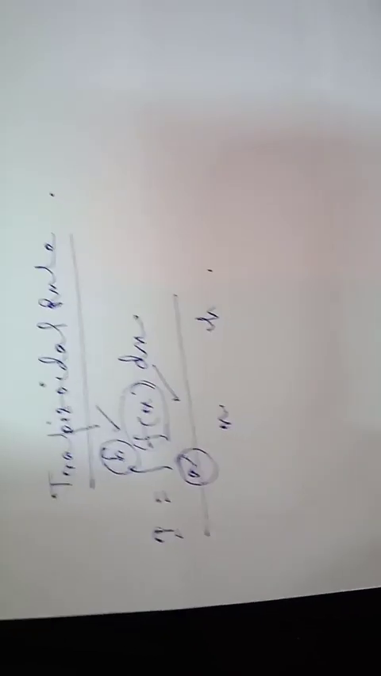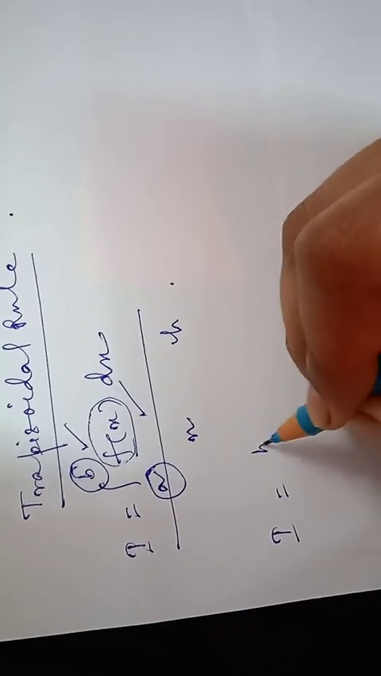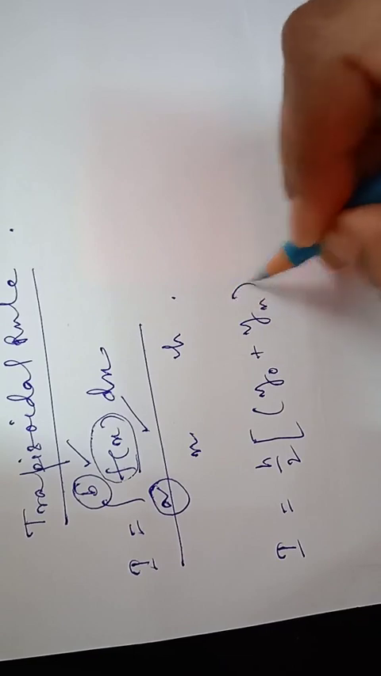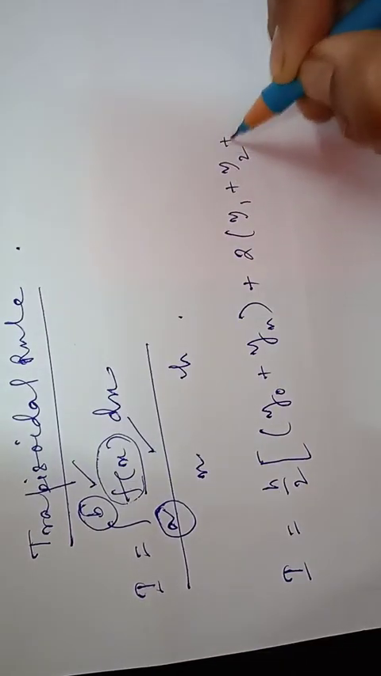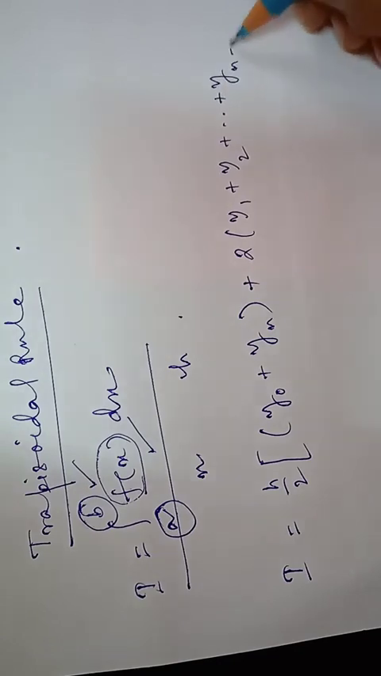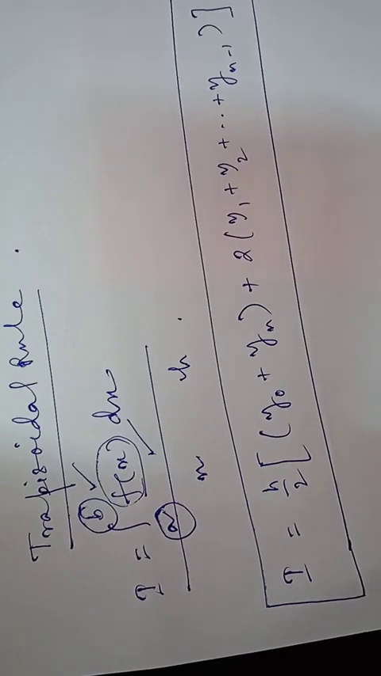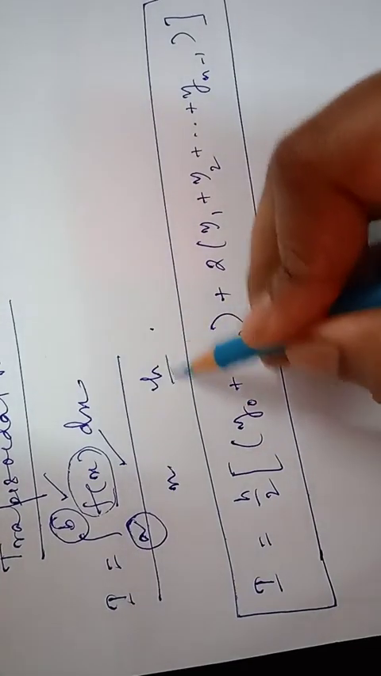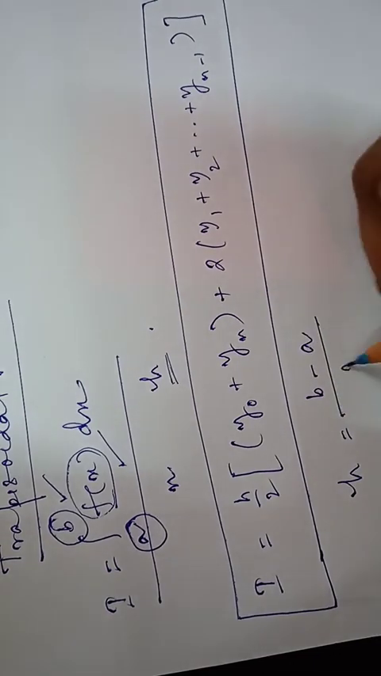to you. So in that case the rule will be I equals h by 2, then y0 plus yn plus 2 into y1 plus y2 plus dot dot up to yn minus 1, right? That is the formula for the trapezoidal rule. You all know that. And how to calculate h? h is calculated by (b minus a) by n.